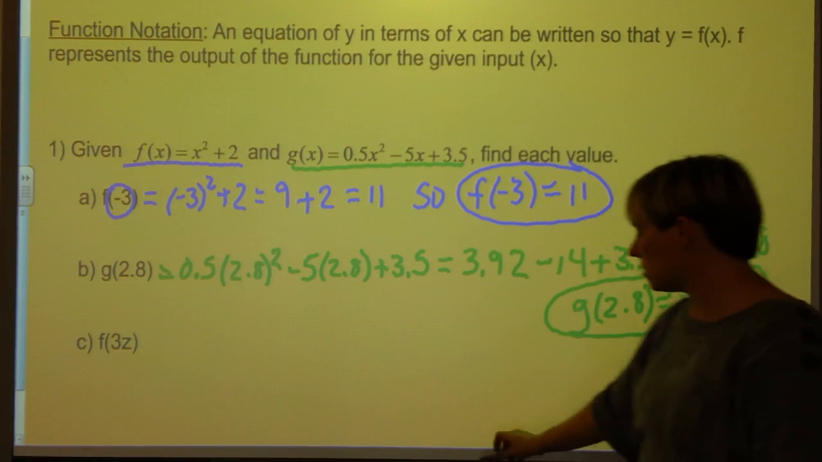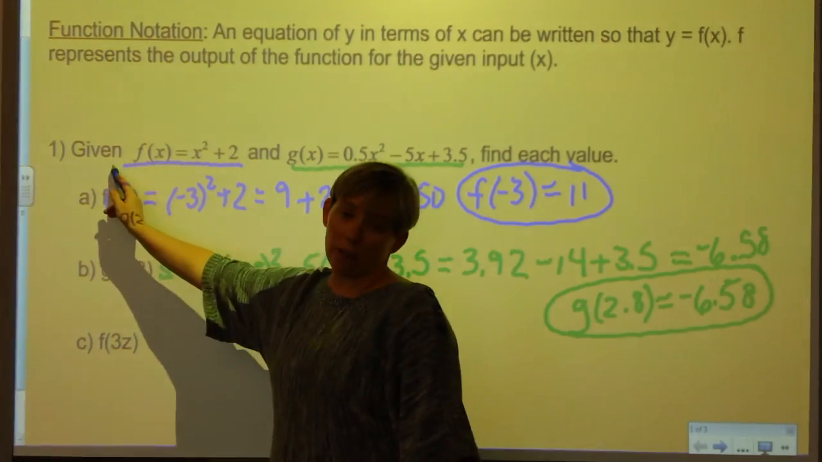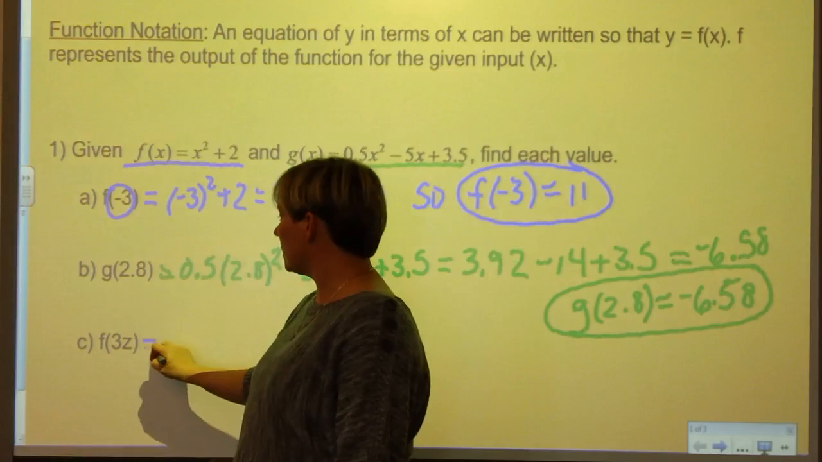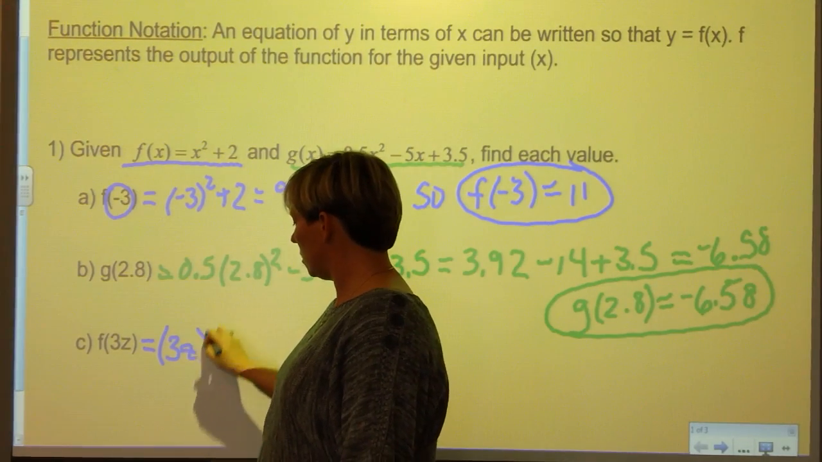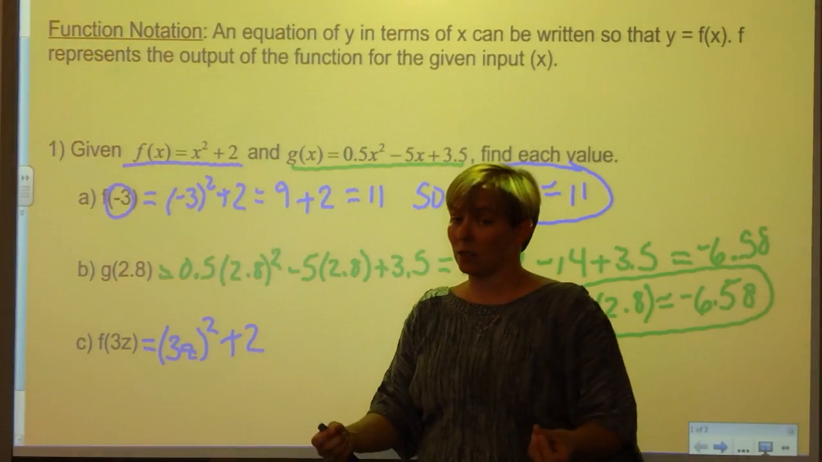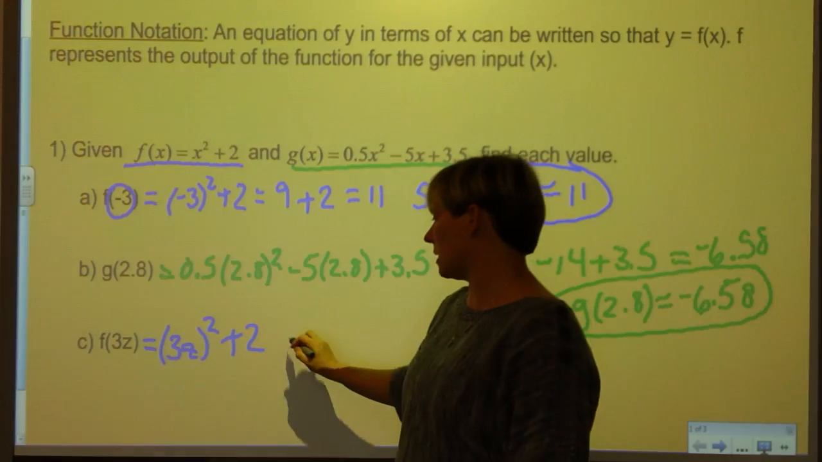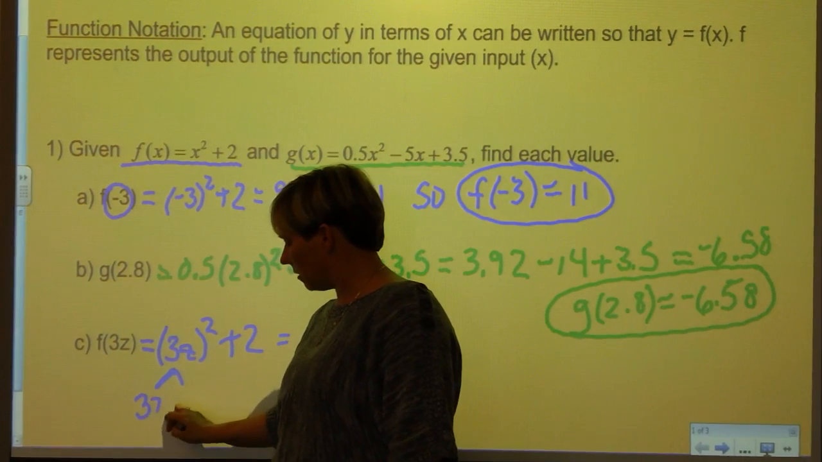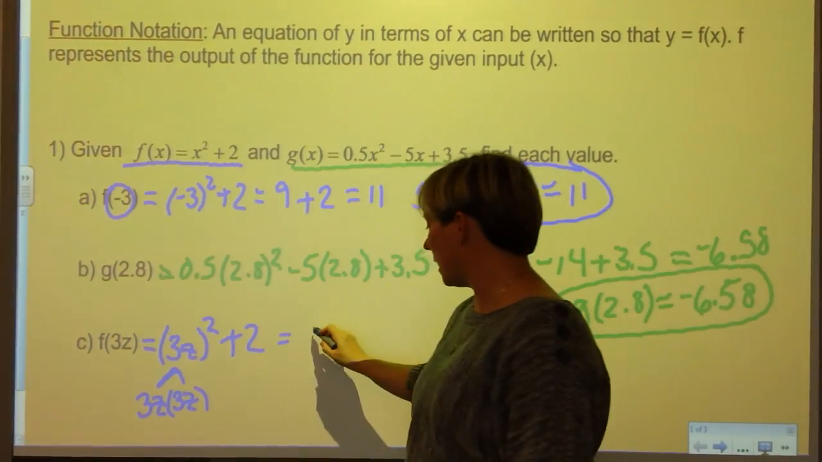Here I've got something a little different. I'm saying f of 3z. That means I'm going to use my f function, but instead of just plugging in a value, I'm going to plug in 3z everywhere I see an x. So I see x here, so I'm going to say parentheses 3z squared plus 2. There's not a lot that I can simplify for this one, but I can simplify 3z squared. Remember, 3z squared is the same as saying 3z times 3z.